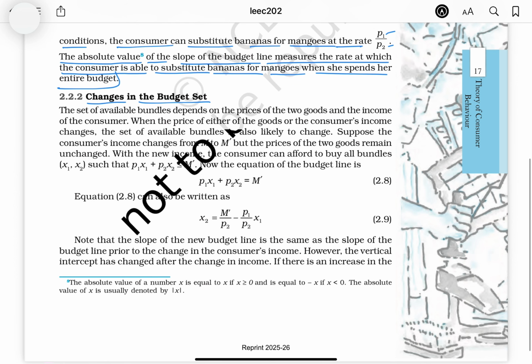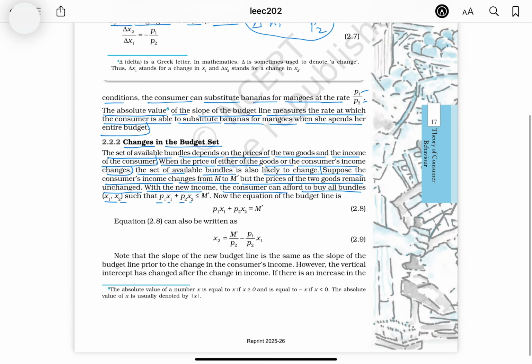Changes in the budget set. The set of available bundles depends on the prices of the two goods and the income of the consumer. When the price of either of the goods or the consumer's income changes, the set of available bundles is also likely to change. Suppose the consumer's income changes from M to M dash, but the prices of the two goods remain unchanged. With the new income, the consumer can afford to buy all bundles (x1, x2) such that p1 x1 plus p2 x2 is smaller than or equal to M dash.